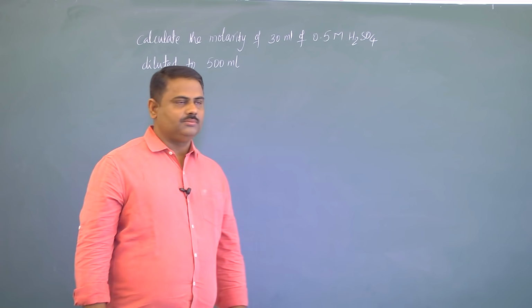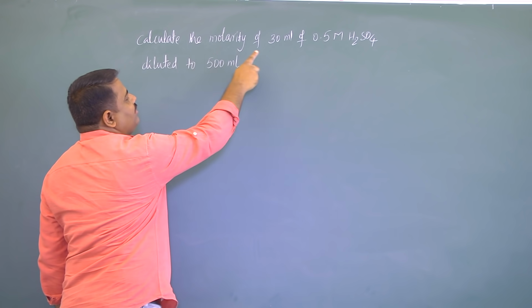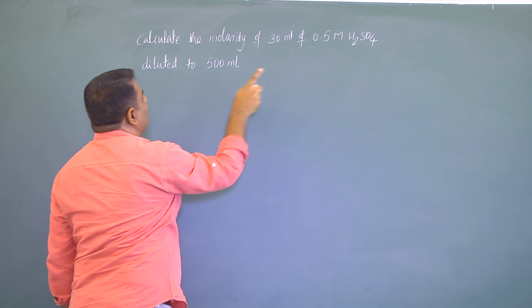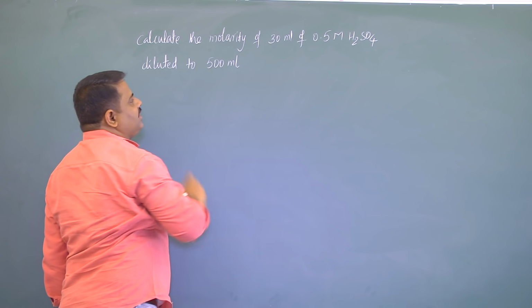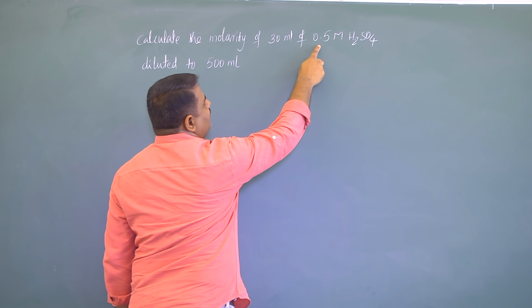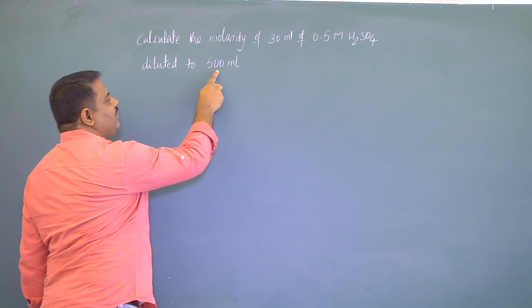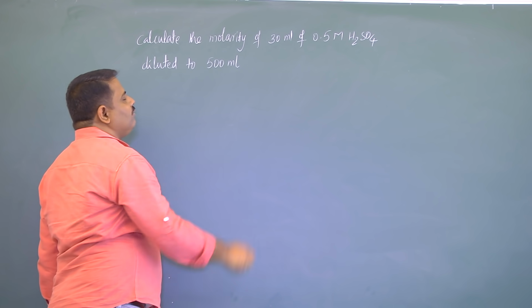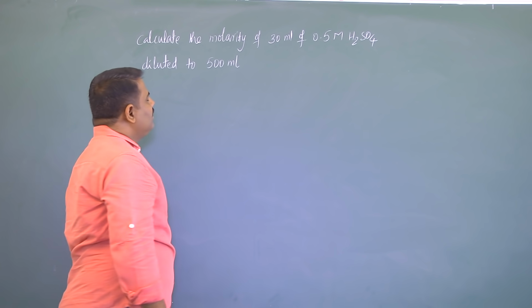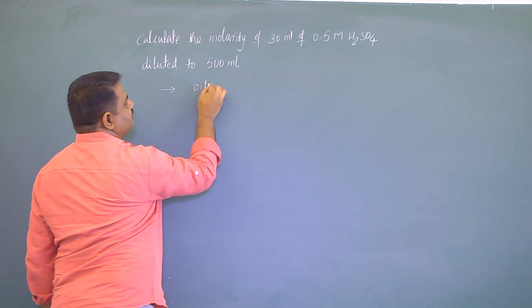Next problem is: calculate the molarity of 30 milliliters of 0.5 molar sulfuric acid diluted to 500 milliliters. Here, volume and molarity of sulfuric acid are given. Later, it is diluted to 500 milliliters. Then what is the change in the molarity of the solution? Actually, this is an example of the dilution law.